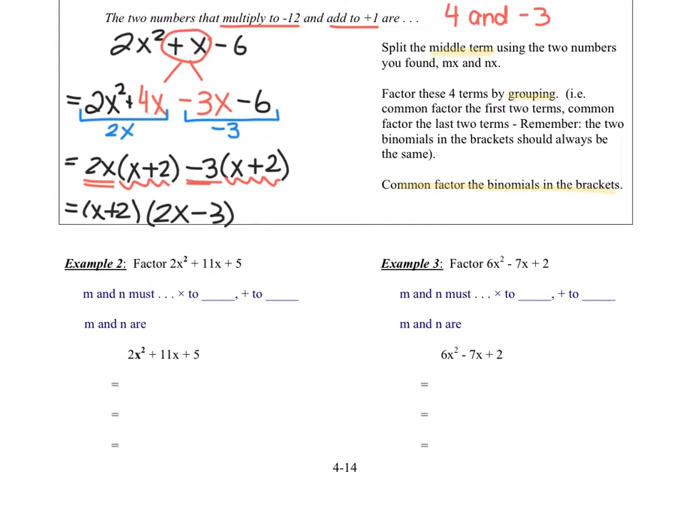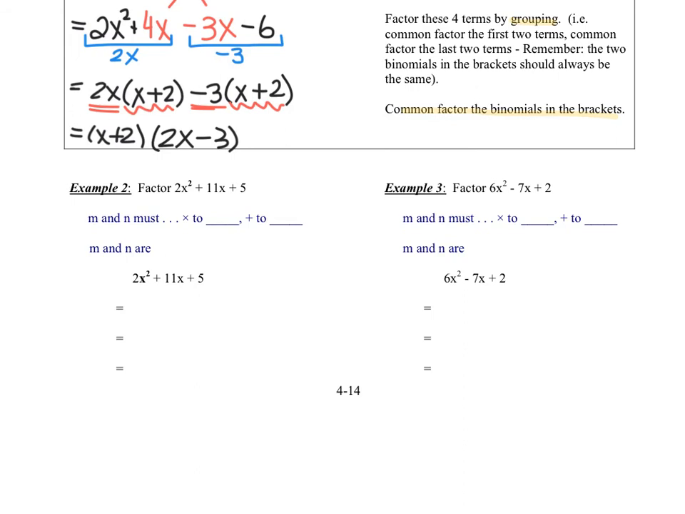So let's look at example 2: 2x squared plus 11x plus 5. So first I want to do 2 times 5. That's 10. So my magic numbers have to multiply to 10, and they have to add up to 11. So what would those numbers be? 5 times 2 doesn't work, but 10 times 1 does. So my numbers are going to be 10 and 1. Don't forget those basics, the times 1.